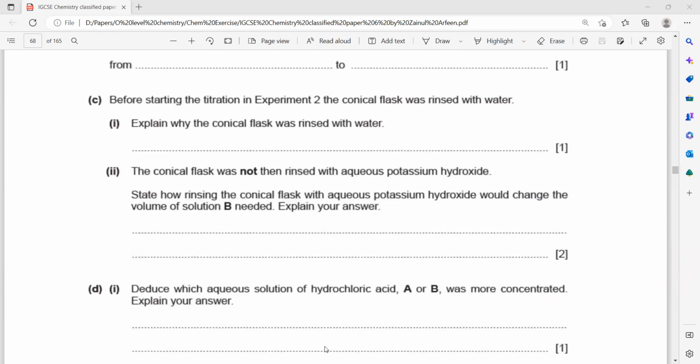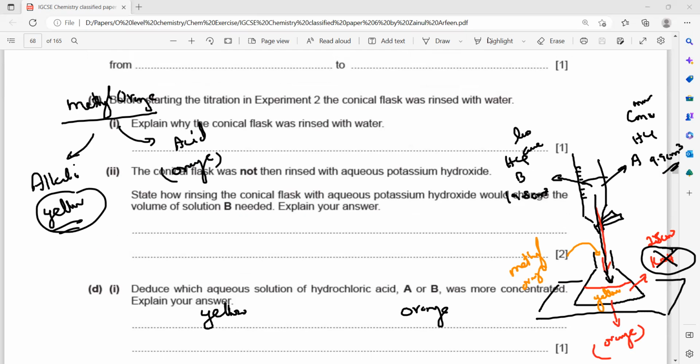Before starting the titration in experiment 2, the conical flask was rinsed with water. Explain why the conical flask was rinsed with water. The reason is to remove traces of solution A. Mainly when we rinse the conical flask with water, the main purpose is to remove the substances from experiment 1. Like you use a conical flask in experiment 1, and you want to use it in experiment 2. So why do we rinse?